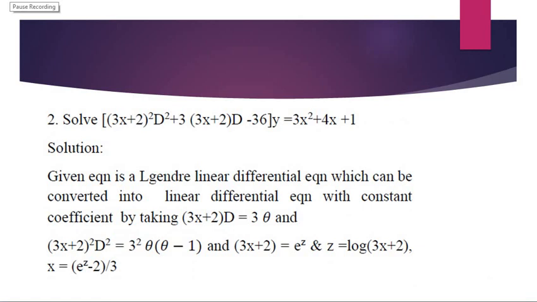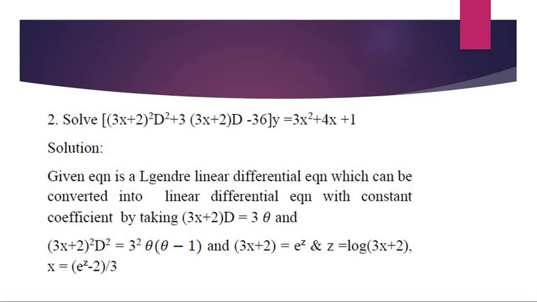So let me solve one more problem under Legendre linear differential equation. (3x plus 2) whole square into D square plus 3 into (3x plus 2) into D minus 36 into y is equal to 3x square plus 4x plus 1. So this is a Legendre linear equation, which can be converted into a linear differential equation with constant coefficients by using the same substitution method.